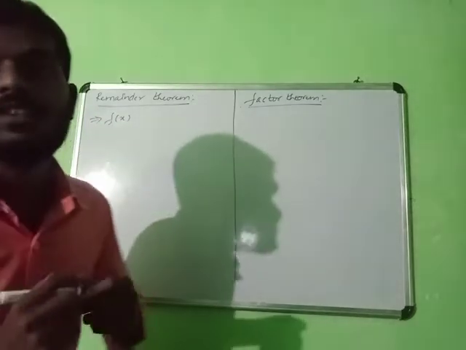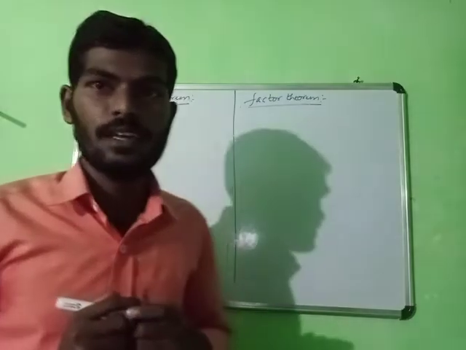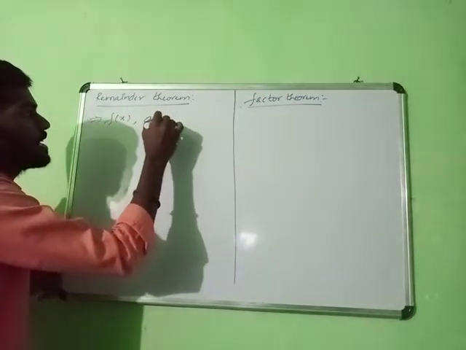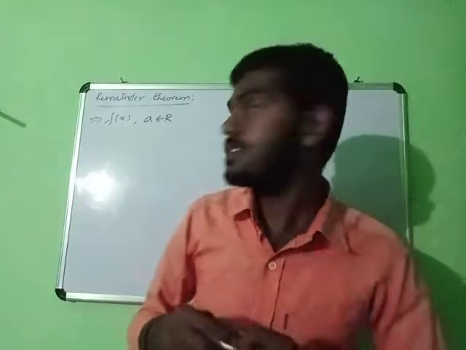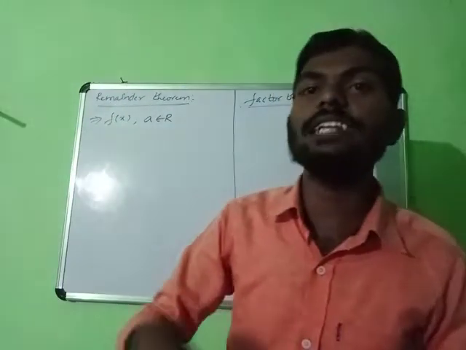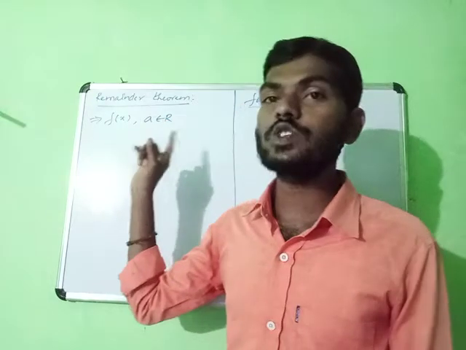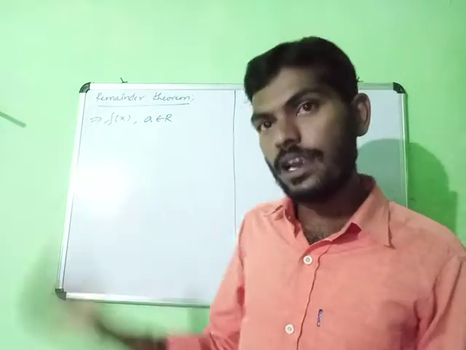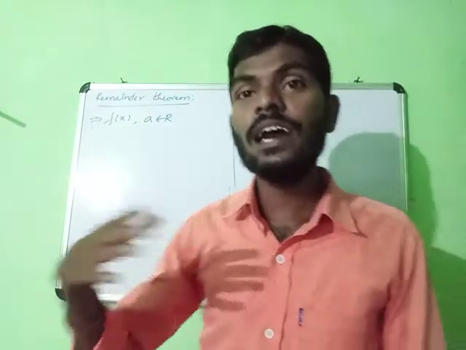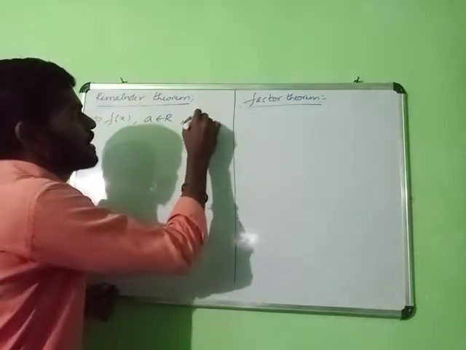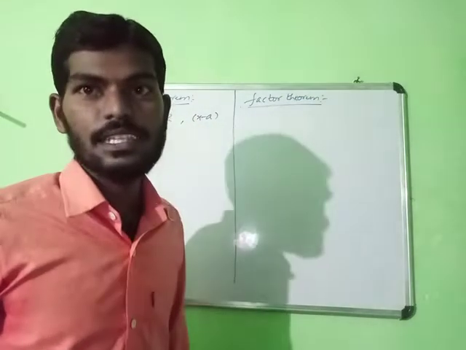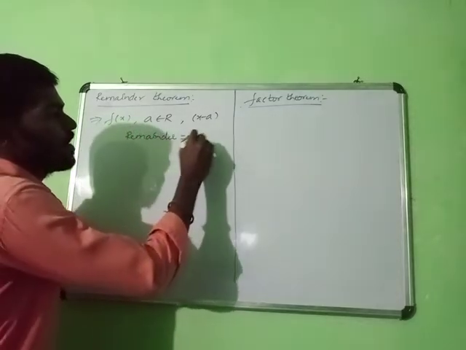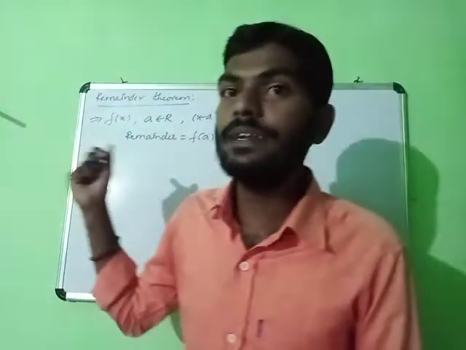Now, first the remainder theorem. If f of x is any polynomial with degree greater than or equal to 1, comma, and a is any real number, then if the polynomial f of x is divided by the linear polynomial x minus a, then the remainder is f of a. This is the remainder theorem.